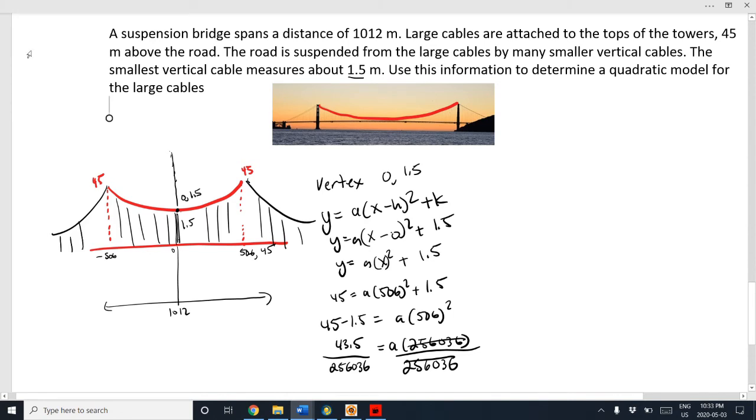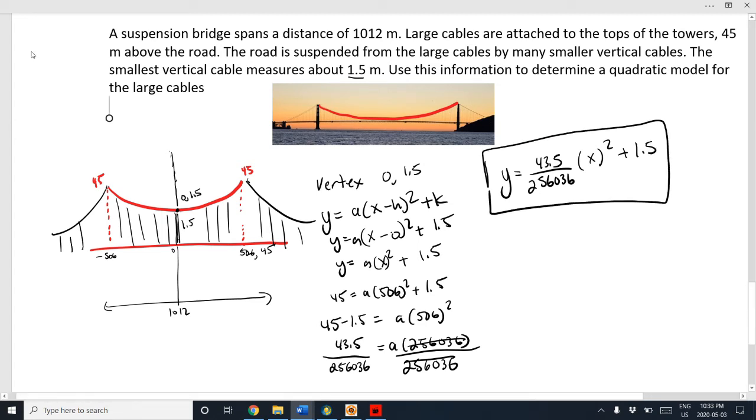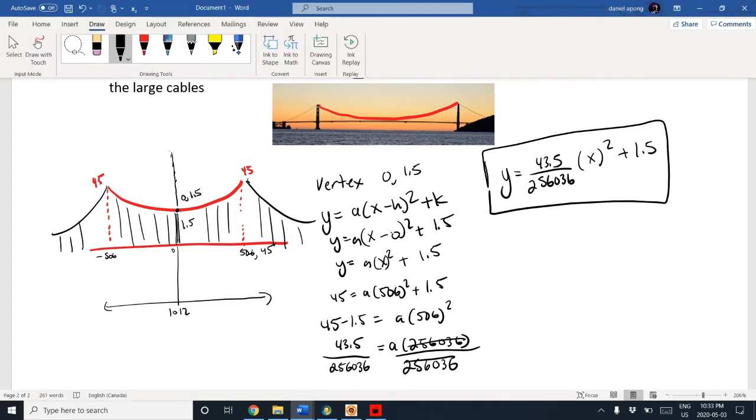So now that we have our a value, we can just plug everything into our final equation here. So y is equal to a, which is 43.5 over 256,036, and you can simplify that and get a decimal if you like. And then we have our x minus h, but since h is 0, we don't have to include it, so we can say x squared, and our k, which is 1.5. So there is our final equation that represents this cable right over here.